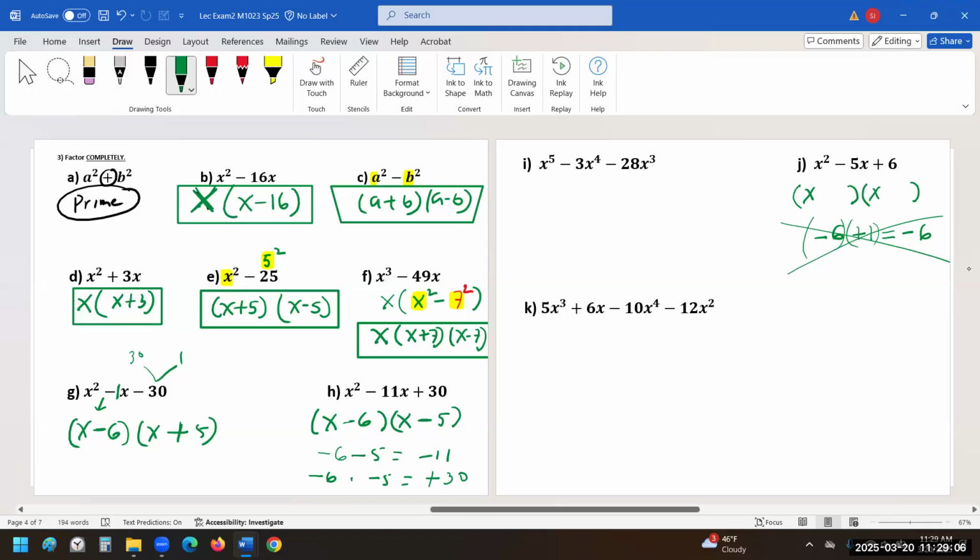Since we cannot use 6 and 1, so what is our hope? 3 and 2. And we want to add 3, 2 to get the 5, right? That means we have to have the same sign. Negative and negative.